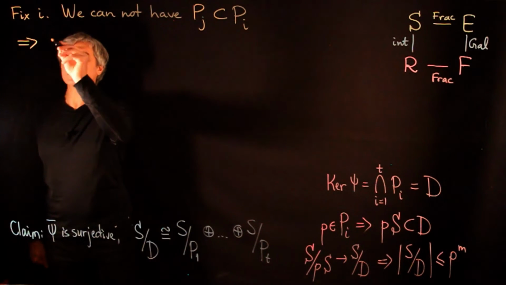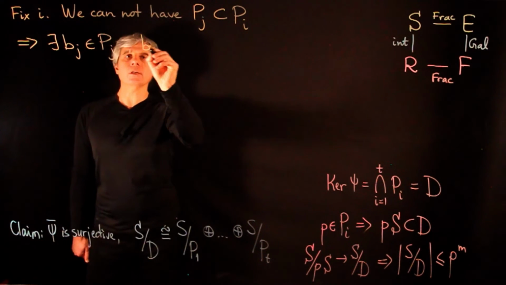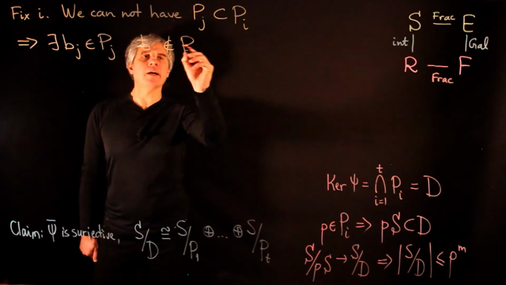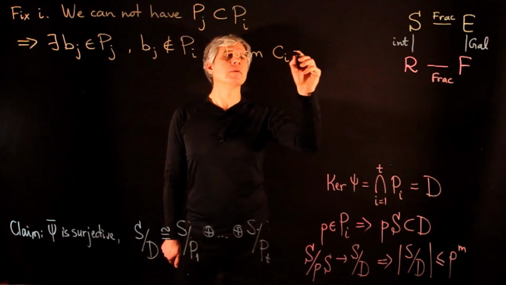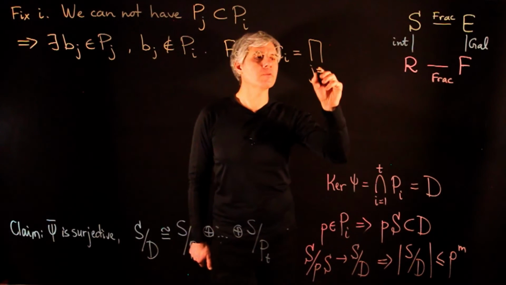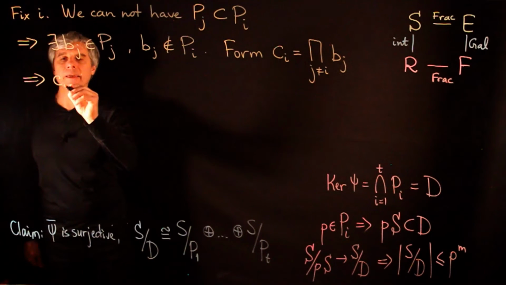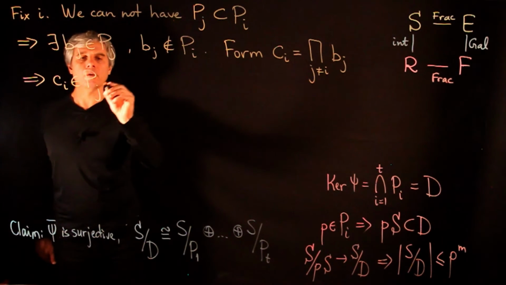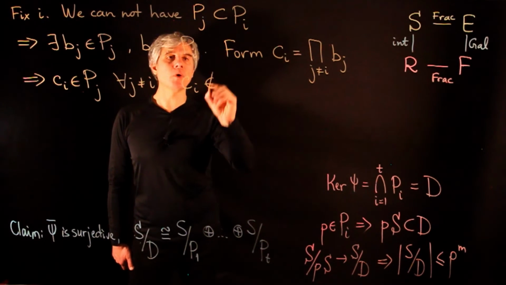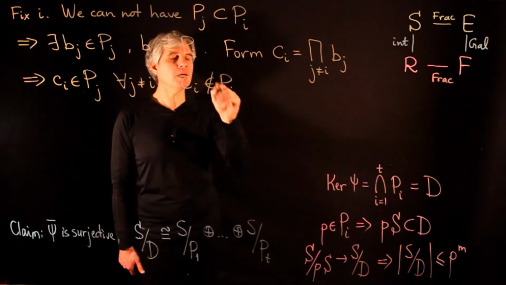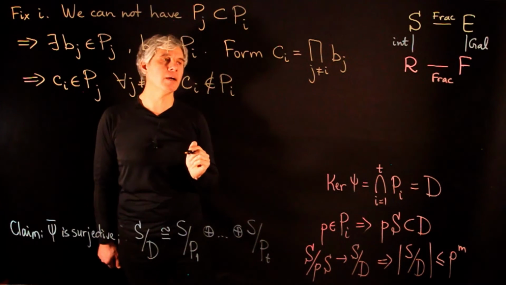This means that there exists Bj in Pj, which is not in Pi. And then we form Ci, which is the product over j different from i of Bj. Then we see that Ci belongs to Pj for all j different from i, and Ci does not belong to Pi because the ideal Pi is a prime ideal. So if none of the factors is in Pi, then the product is not in Pi either.